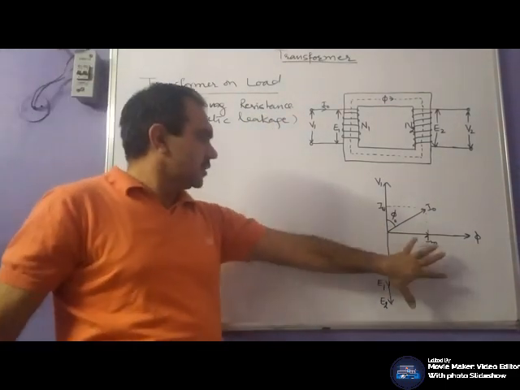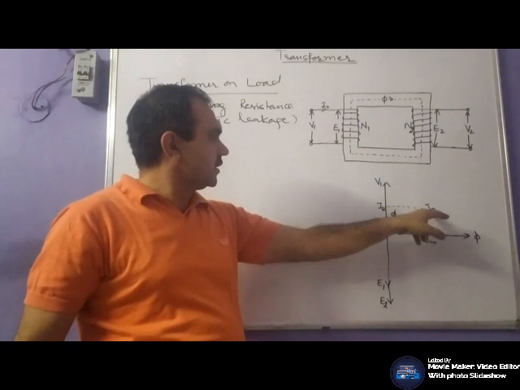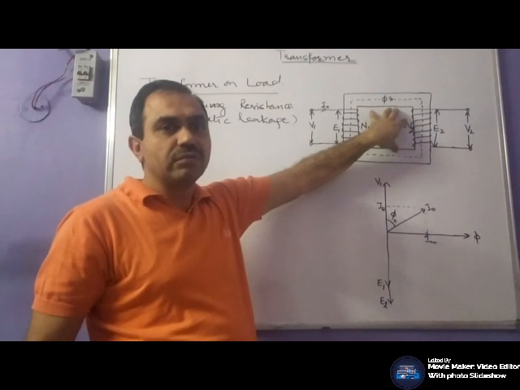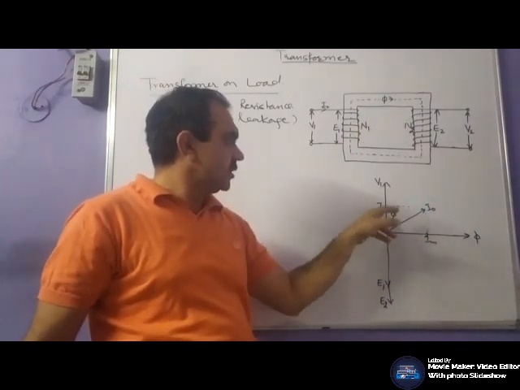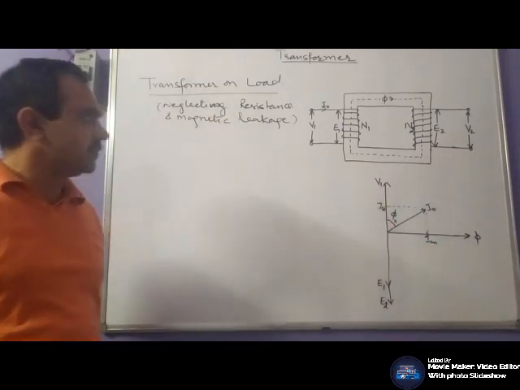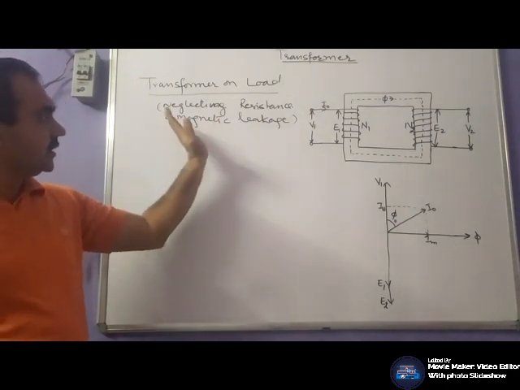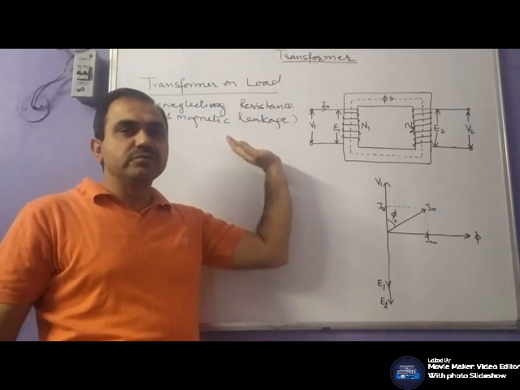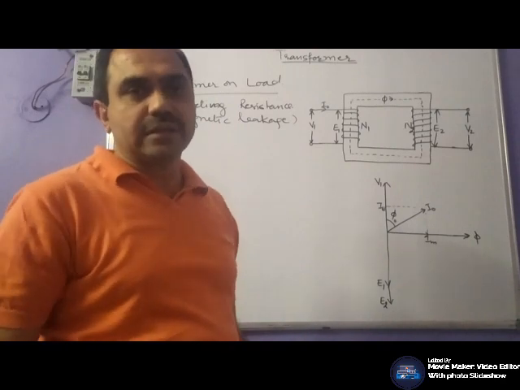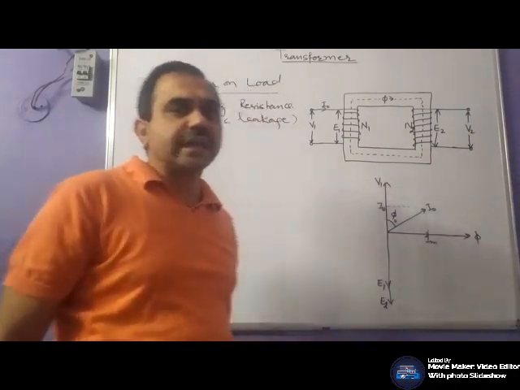We have discussed the transformer on no load, and this no load current is to be utilized to magnetize or to establish the magnetic field in the core and to supply the losses. So this component is to supply the losses, and this is to establish the magnetic field in the core. Now, when load is connected, in this initial case we are assuming that the winding resistance is negligible and there is no magnetic leakage, which means flux linking the primary is also linking the secondary.